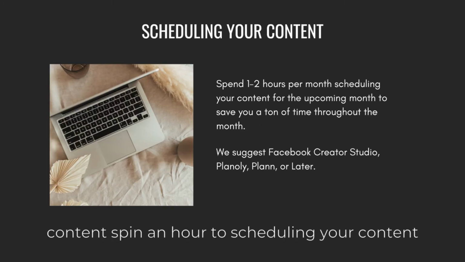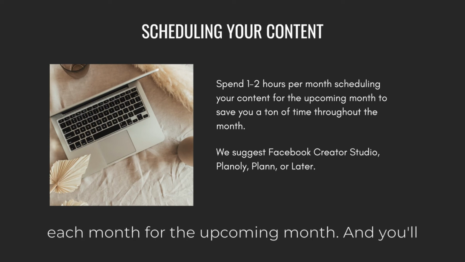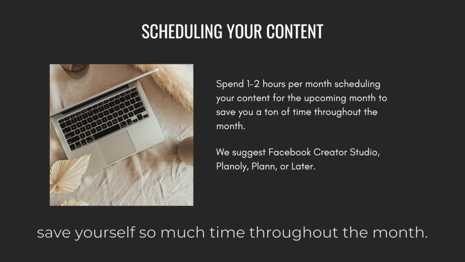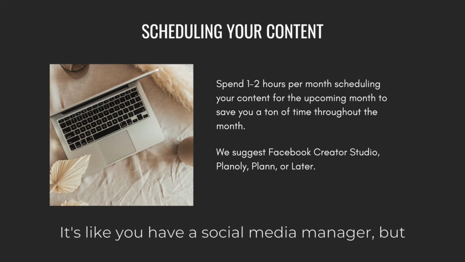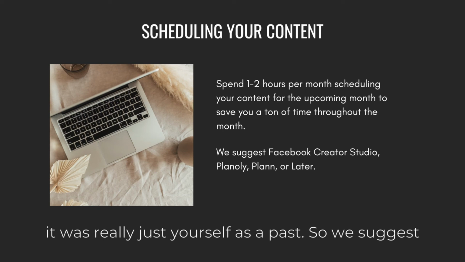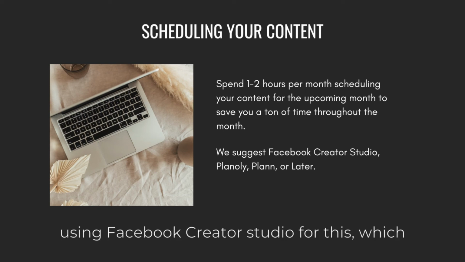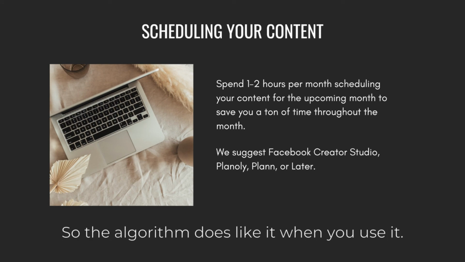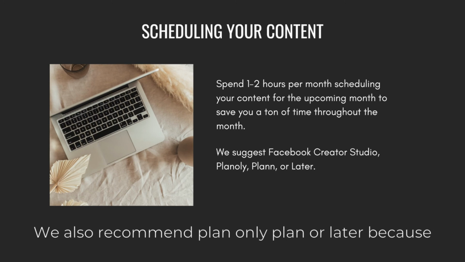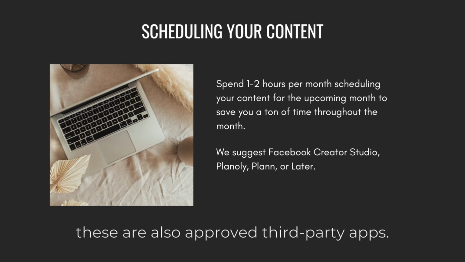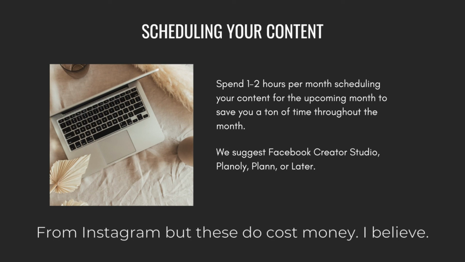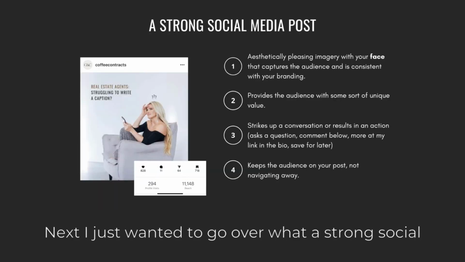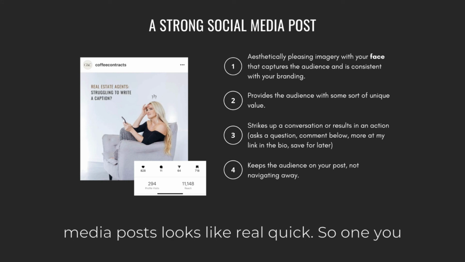Next, scheduling your content. Spend an hour or two scheduling your content each month for the upcoming month, and you'll save yourself so much time throughout the month. It's like you have a social media manager, but it was really just yourself in the past. So we suggest using Facebook Creator Studio for this, which is 100% free. It's native to Instagram and Facebook, so the algorithm does like it when you use it. We also recommend Planoly, Plan, or Later, because these are also approved third-party apps from Instagram, but these do cost money, I believe.